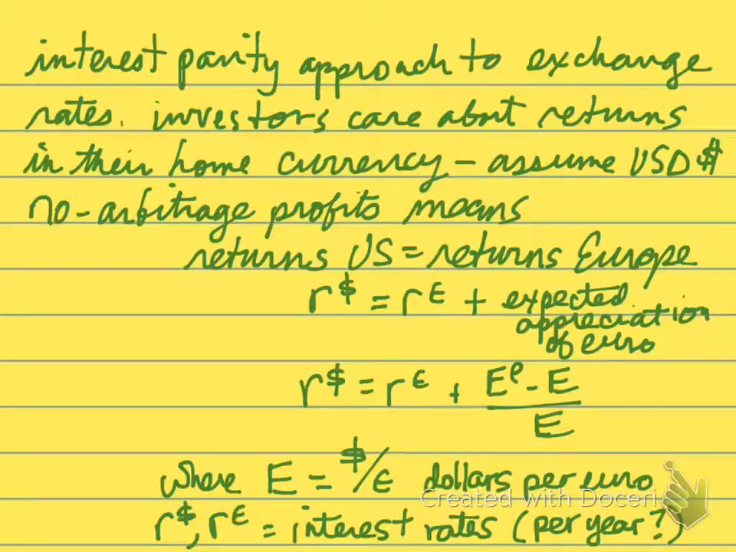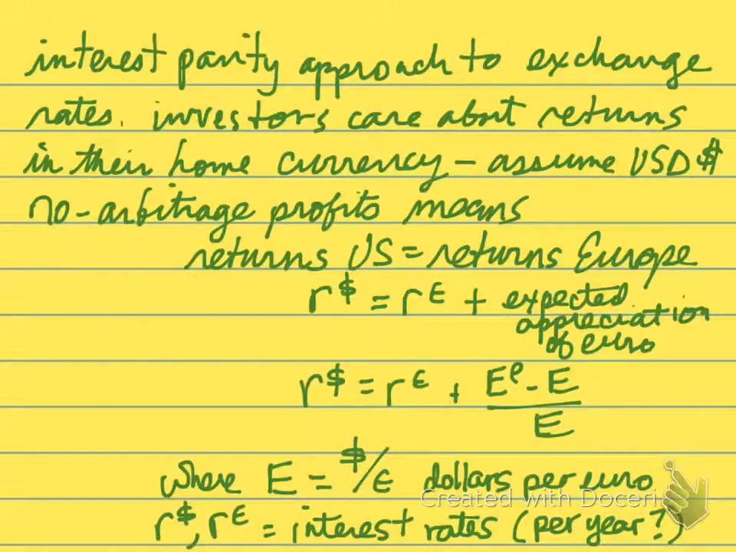So let's quickly review the interest parity approach to exchange rate determination. We imagine that investors care about the returns to their financial investments in their home currency. That is, if we're people living in the United States, we care about our financial returns in terms of dollars because that's where we're going to spend our money.